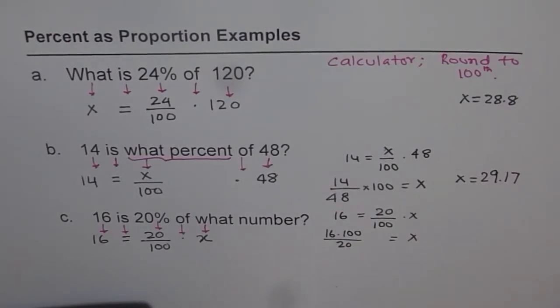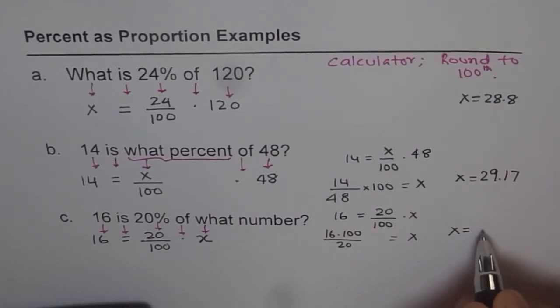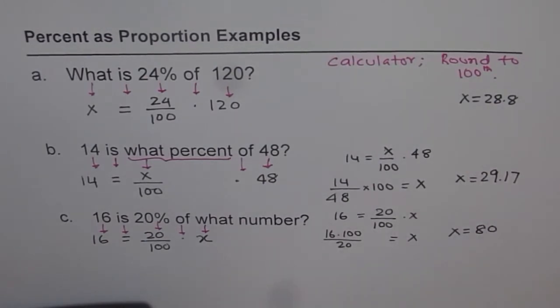So 16 times 100 and then we'll divide by 20 to get our answer, which is 80%. So we get 80%. Sorry, 80. The number 80% is already given. Now go through this once again.